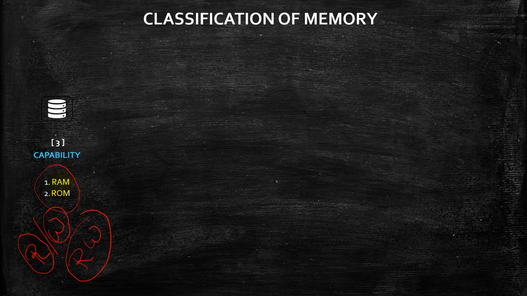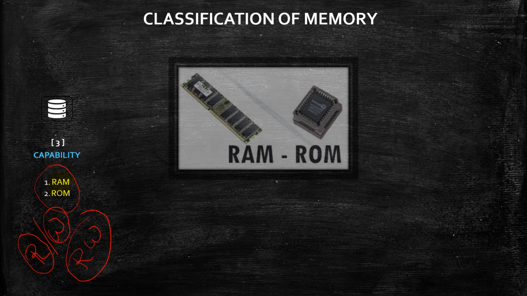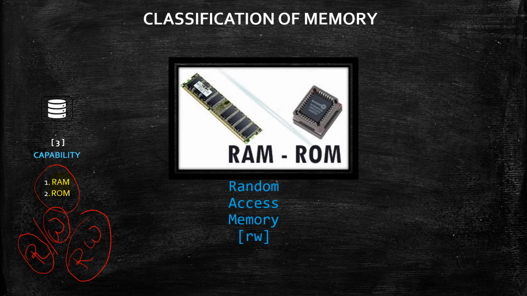One is the RAM and the second is the ROM. And we know very well that RAM stands for random access memory, where you can perform both read and write operations, while ROM stands for read only memory, meaning you can only read, you cannot write any data there. So this is the classification based on the capability.